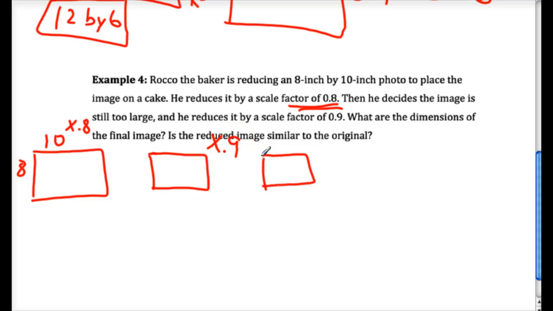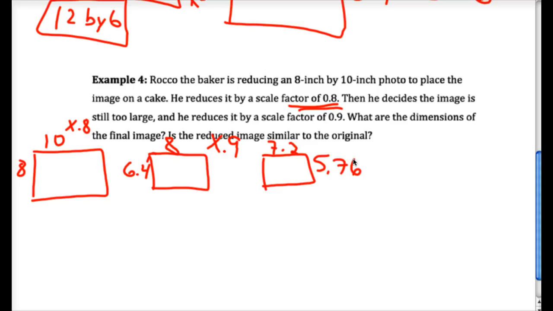Did anybody multiply those numbers by 0.8 yet? I did. And then you get 6.4 by 8. 6.4, very good, by 8. And then multiply by 0.9, you should get 7.2. And then what's 0.9 times 6.4? 5.76.